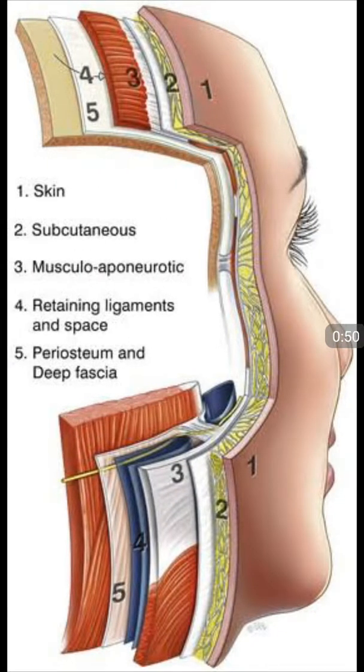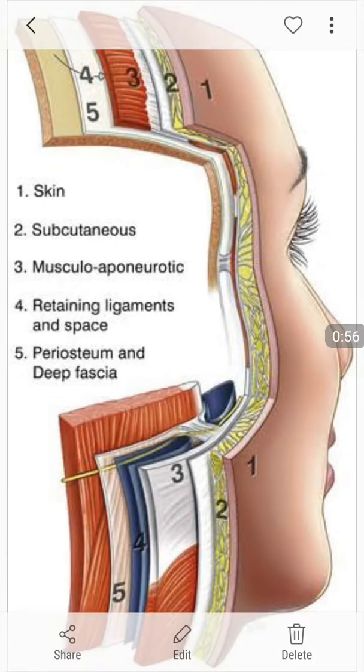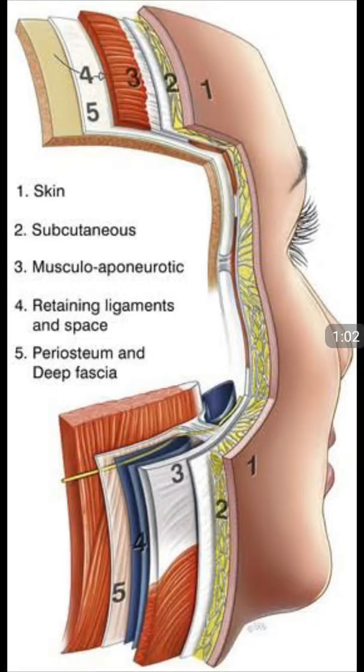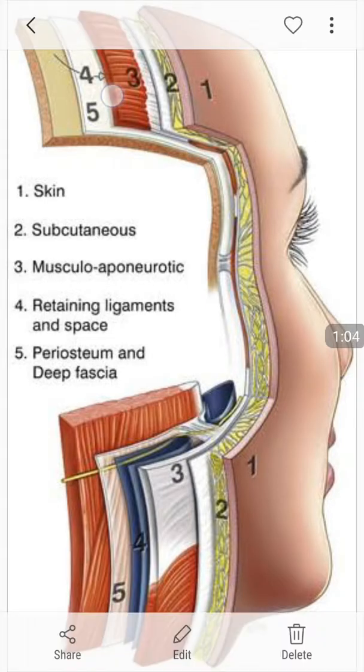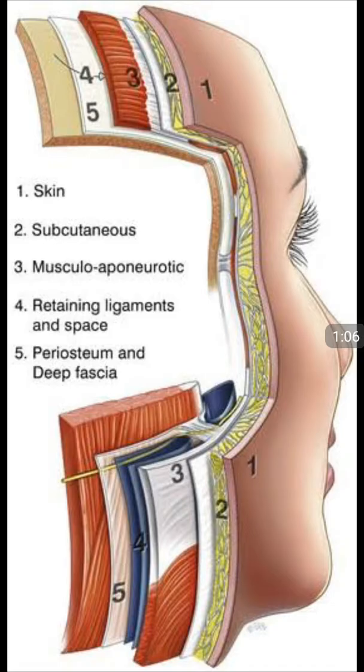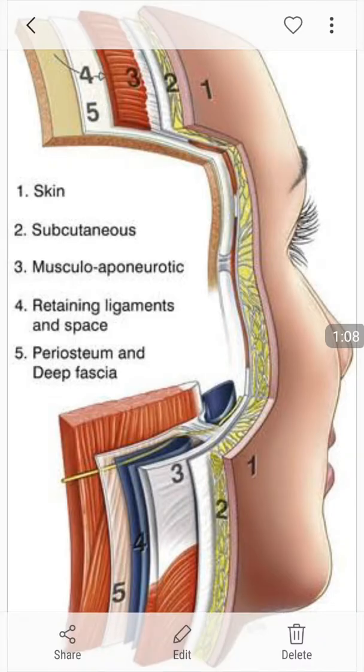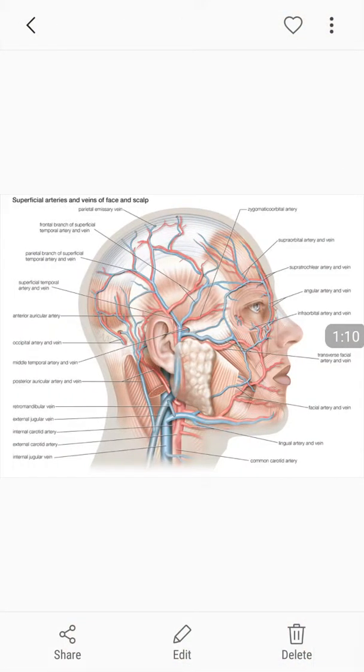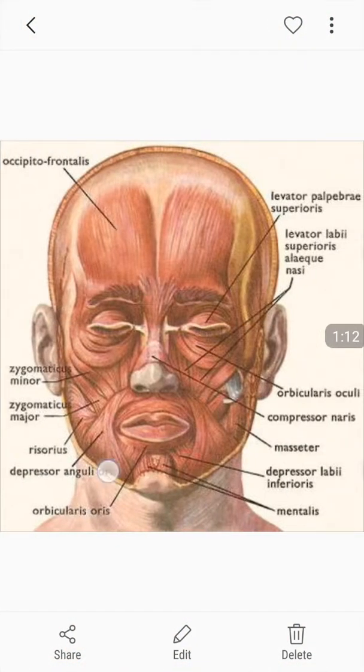So here it is again. S for skin, then this yellow layer is connective tissue, then the third layer is aponeurosis, then the fourth layer just beneath this aponeurosis is loose connective tissue, and the fifth is pericranium. So this is the scalp.